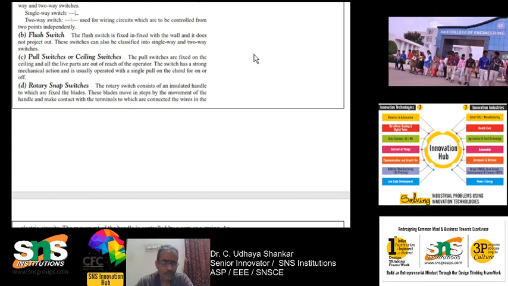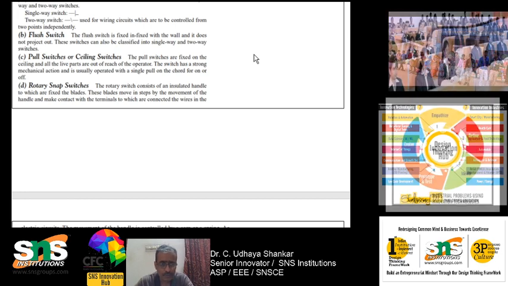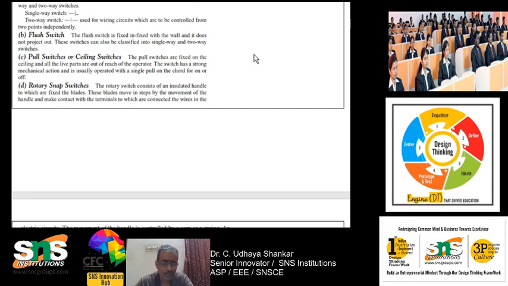For example, normally in our bedrooms, one switch will be near our bed, and the other switch will be at the entrance. So that is the two-way switch. Anyway, we'll be seeing it in detail with some pictures in the forthcoming video.